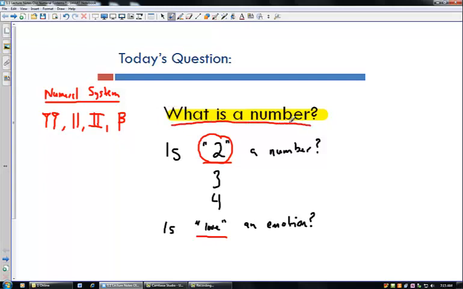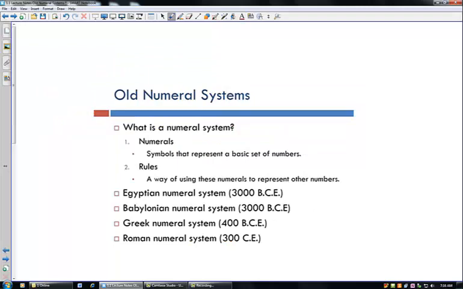Now, the answer to this question is not an easy one, and we're going to discuss it a bit when we read a chapter out of Bertrand Russell's book, Introduction to Mathematical Philosophy. The answer to this question did not come until about the late 1800s. And so it's a very difficult question to answer. It has a very deep answer. But we're going to start with just basic numeral systems. And so let's go down here and talk about what we're going to do today.